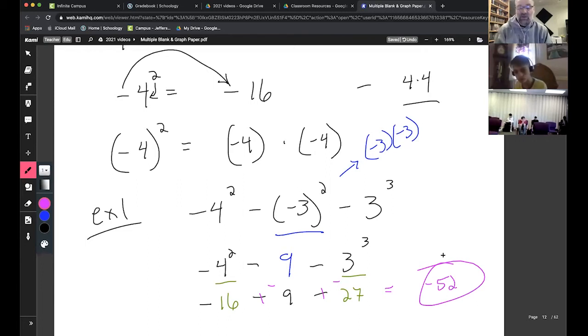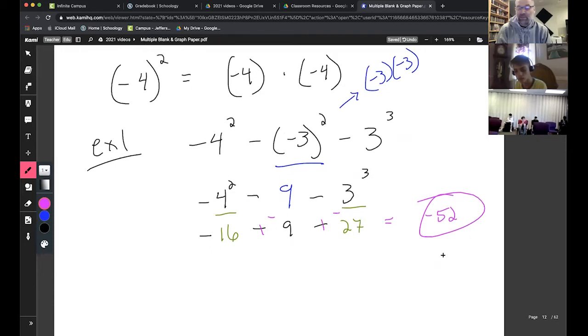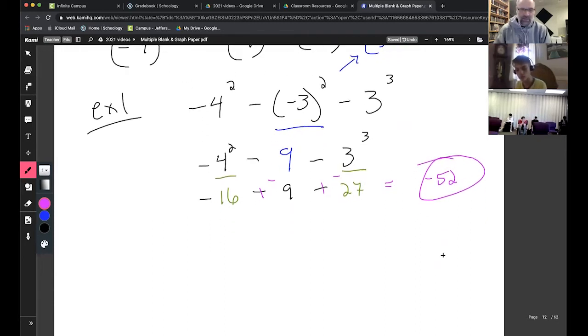So keep track of those negatives, do order of operations. Otherwise, these are going to frustrate you to no end. Let's do one more example and then we'll move on. Can we do a free problem set? All right, first one to get this gets a free problem set.